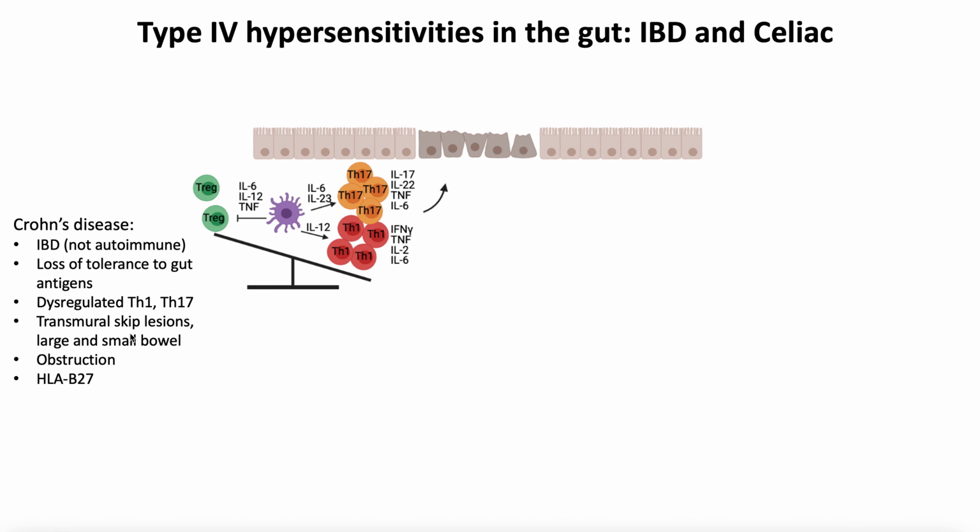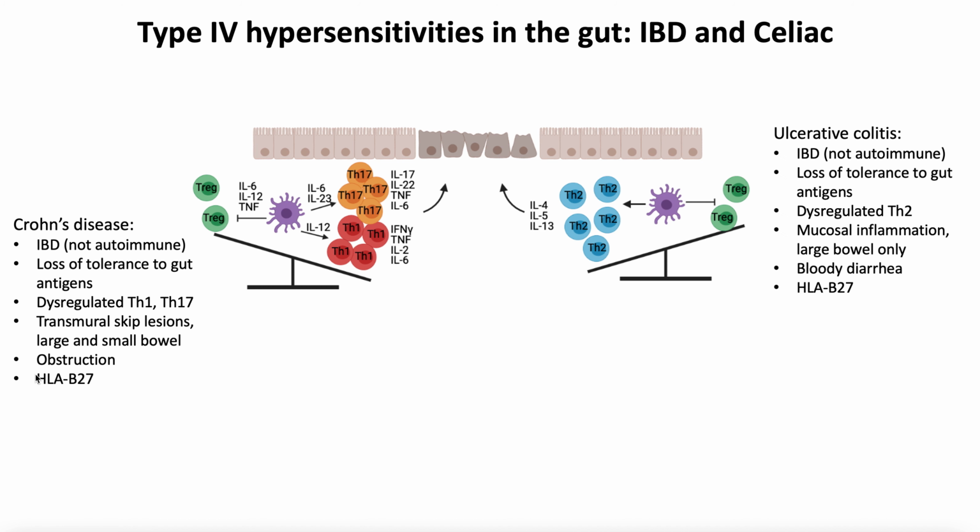And this leads to a number of lesions in the large and small bowel and can lead to obstruction. And this is one of those diseases that is linked to the MHC molecule HLA-B27, although it's not really understood how this linkage is contributing to the immunopathology of the response.